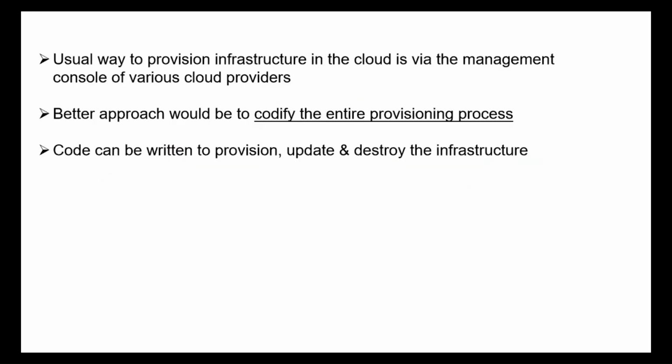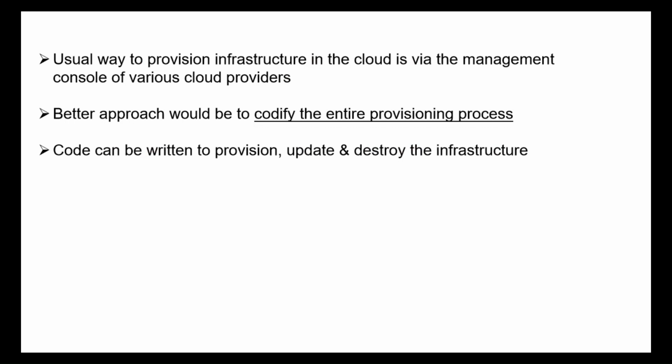So what is the usual way to provision an infrastructure within the cloud? For example, I want to launch some virtual machines, some load balancers, auto-scaling groups, etc. So we typically log into the cloud console and then we launch the resources, right? If it is AWS, I log into the AWS self-service portal and launch whatever resources I want. Similarly for Azure, I log into the Azure self-service portal and provision the resources.